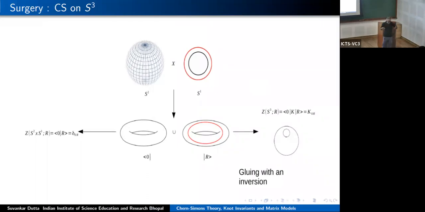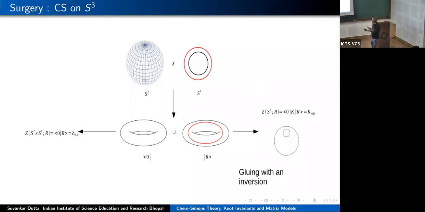Giving this inversion, you have some operator in the Hilbert space. That inversion transformation is taken care of by this K operator. So you first give the inversion transformation on the state R, and then you glue it. Therefore, you are going to get K0R, which is the expectation value of the Wilson loop in S3. The choices of K will tell you which different framing you are considering to get this expectation value. So this is the basic idea of the surgery technique.